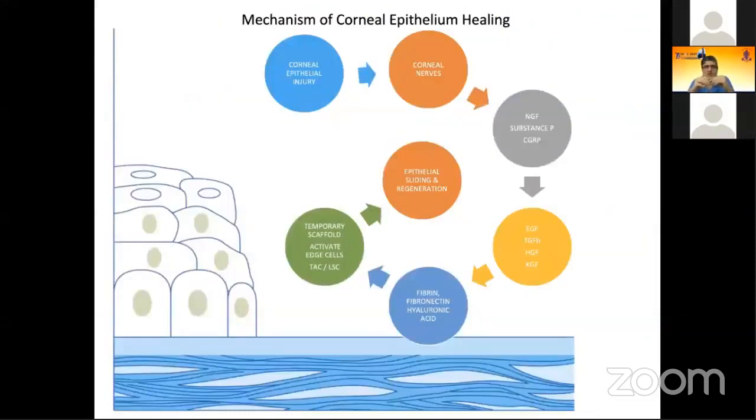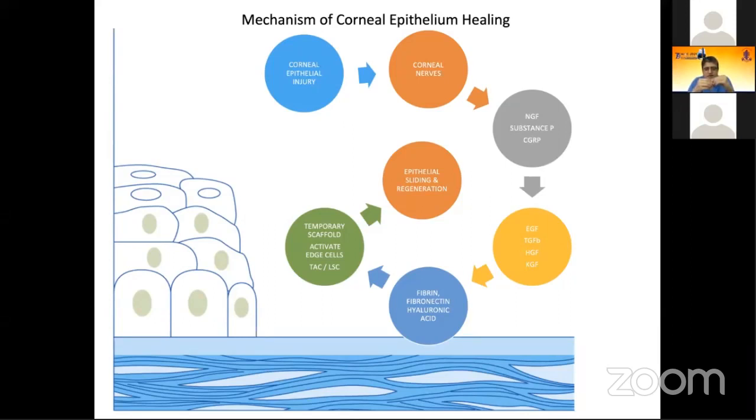How does our corneal epithelium really heal following a corneal injury? To understand this, you can look at this diagram, which shows us that whenever there is a corneal epithelial injury, it triggers the corneal nerves. The corneal nerves then release factors such as the nerve growth factor, substance P, and the calcitonin gene-related peptide. These further lead to a release of several growth factors, including the TGF-beta and the epithelial growth factor and others. And these then upregulate genes which activate and cause an increased expression of fibrin, fibronectin, and hyaluronic acid.